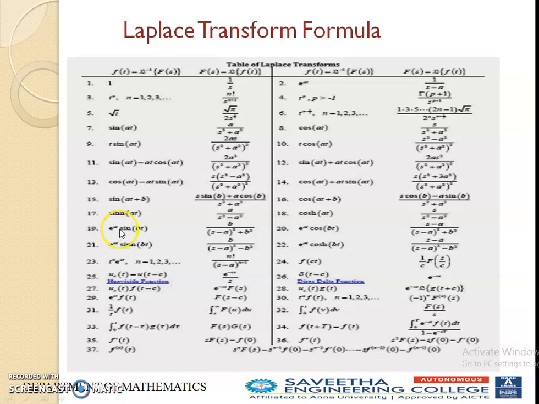Similarly, L of e power at sin bt is b divided by s minus a whole square plus b square. But here only one s is present, so we replace that s. Everything must follow the shifting property and the change of scale property. I already told you which formulas to learn, so following those is compulsory. Next we shall move on to the problems.